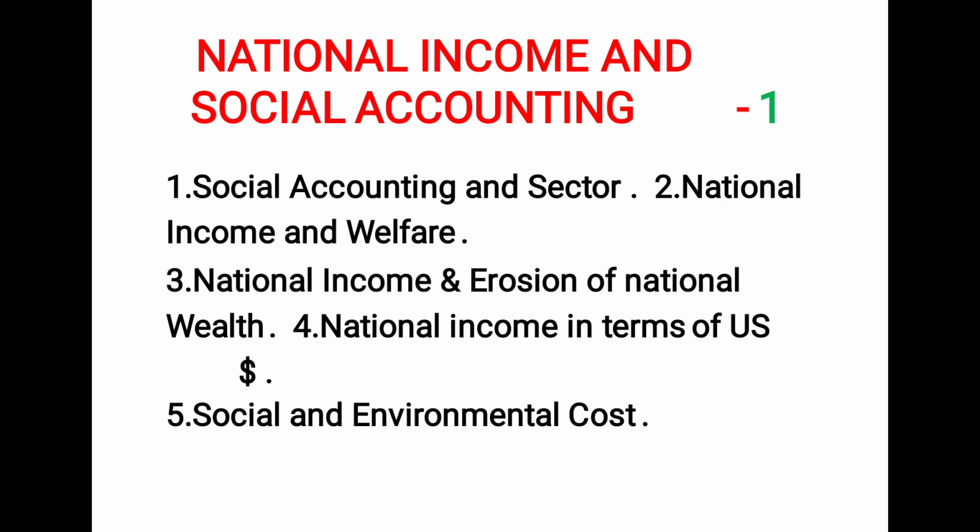National income and social accounting. Social accounting and sectors. National income and welfare. National income and erosion of national wealth. Fourth one, national income in terms of US dollars. And fifth one is social and environmental cost. So how is national income and social accounting computed together?